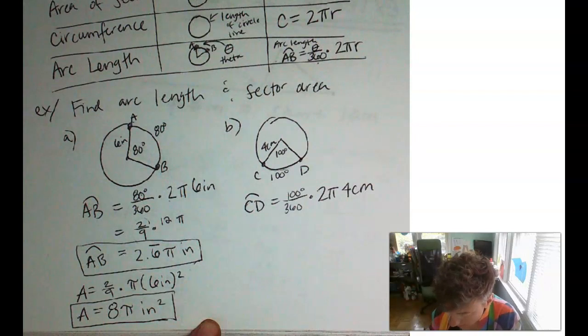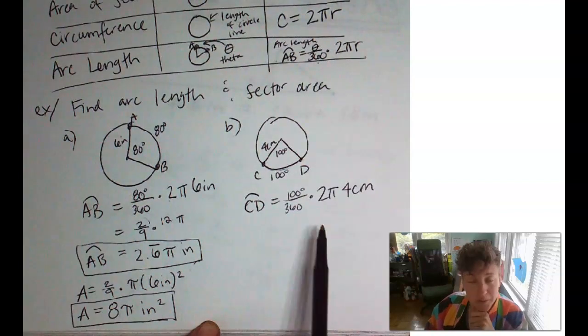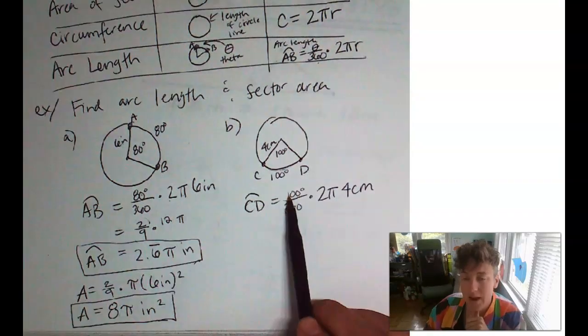So 100 divided by 360 is another not fun decimal. 100 divided by 360 is 0.27 repeating. You know what? I don't like this. Let's just multiply all the numerators, and then we'll divide by 360 in the end.